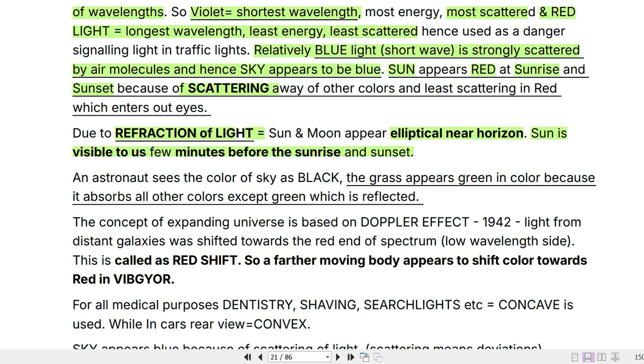An astronaut sees the color of the sky as black. The grass appears green in color because it absorbs all the other colors except green which is reflected. तो ये भी सही बात है. एस्ट्रोनॉट को आउटर स्पेस में सब कुछ स्काई ब्लैक दिखता है, हमको ब्लू दिखता है क्योंकि हमने बता दिया VIBGYOR में B की वेवलेंथ कम होती है इसलिए स्कैटरिंग ज़्यादा होती है, इसलिए ब्लू दिखता है, ठीक है. और वैसे एस्ट्रोनॉट को ब्लैक दिखेगा. द पॉइंट इज़ कि वहाँ समुद्र नहीं है इसलिए ब्लैक दिखेगा.